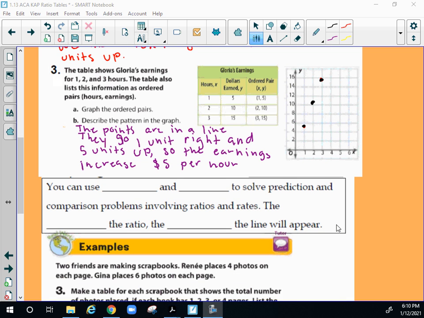Okay, the next section says you can use tables and graphs to solve prediction and comparison problems involving ratios and rates. The greater the ratio, the steeper the line will appear.